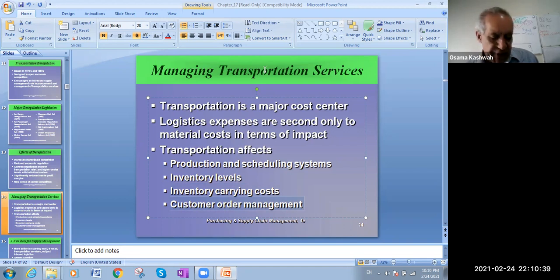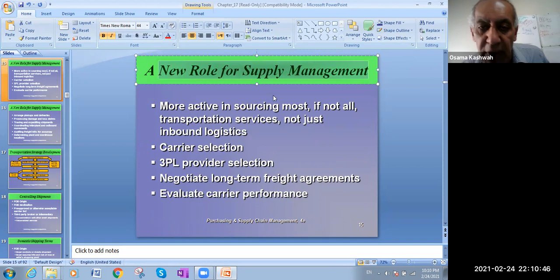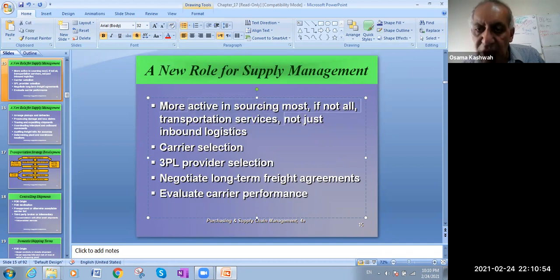Still, we go to slide 15. Is there a new role for the supply chain management? Yeah, more active, because nowadays it has become more active in sourcing most, if not all, the transportation services, not just inbound logistics. We have inbound logistics and we have outbound logistics. Inbound logistics means here on the supplier's side. Carrier selection: what are you going to transport with? Are you going to transport with water, like ferries, ships? Are you going to transport your goods like oil in pipelines? Are you going to transport your goods in trucks or trains, railways, or whatever? So it depends on your carrier selection.